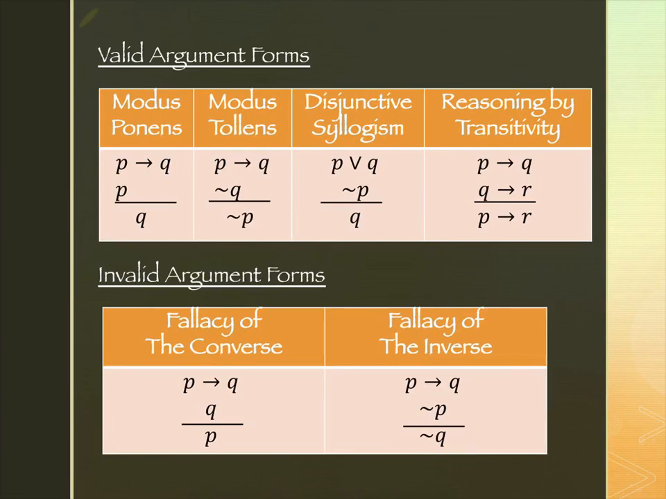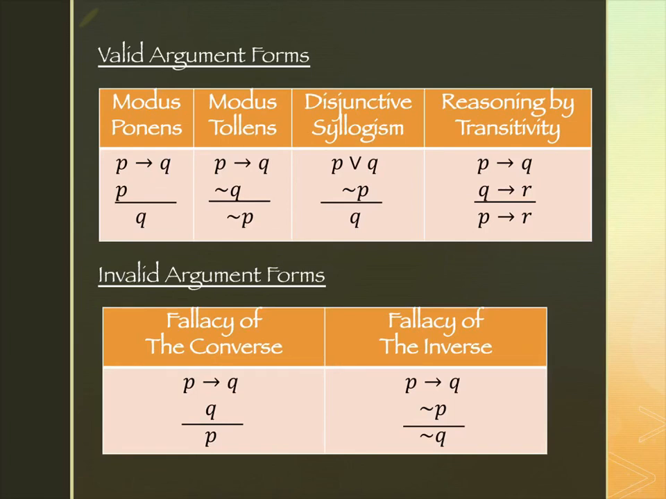Notice that the next one, disjunctive syllogism, is the only one that's not a conditional. It's an or statement. P or Q, right? If P or Q is true, and you have tilde P, which means P is not true, then it must be that Q is true. That's disjunctive syllogism.